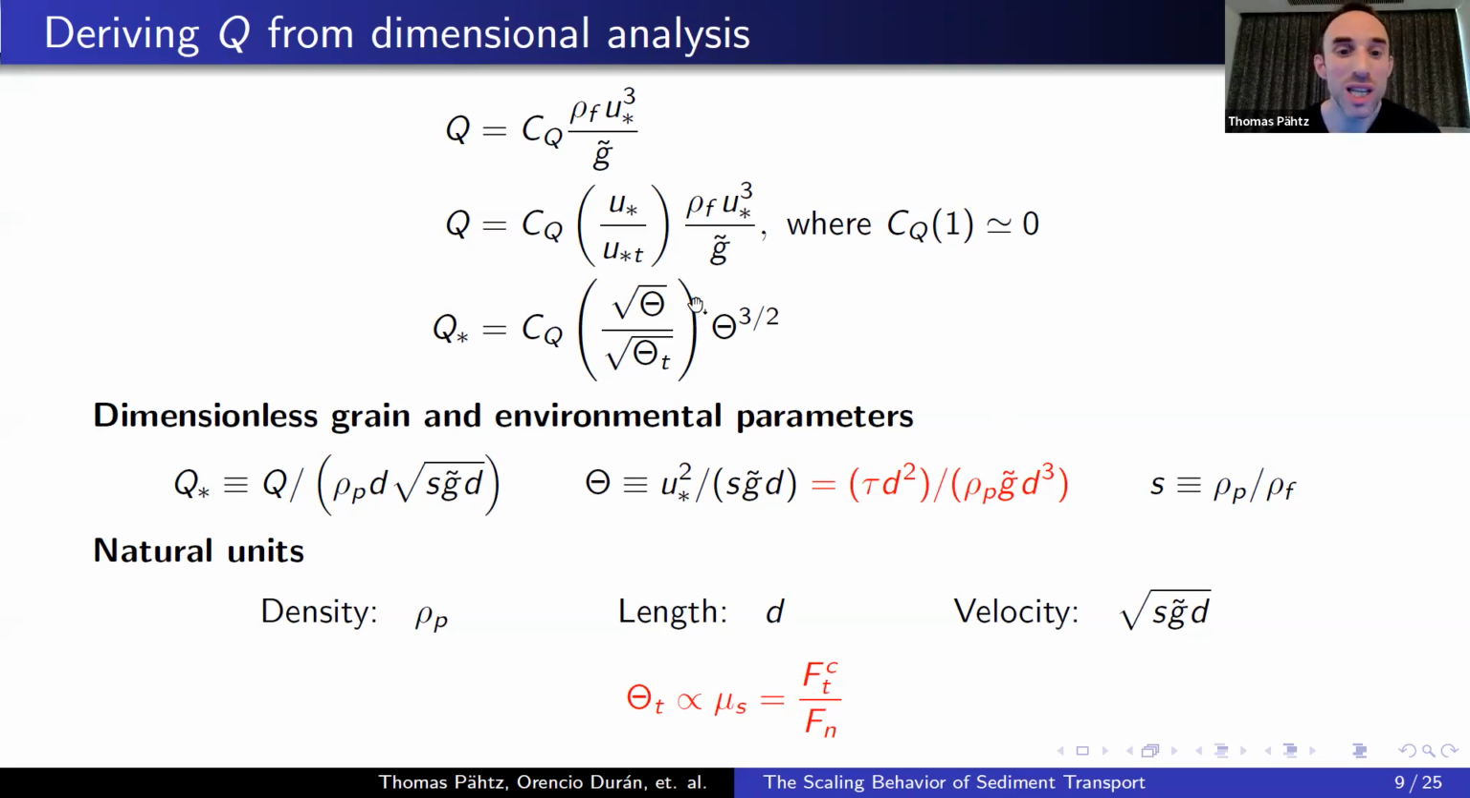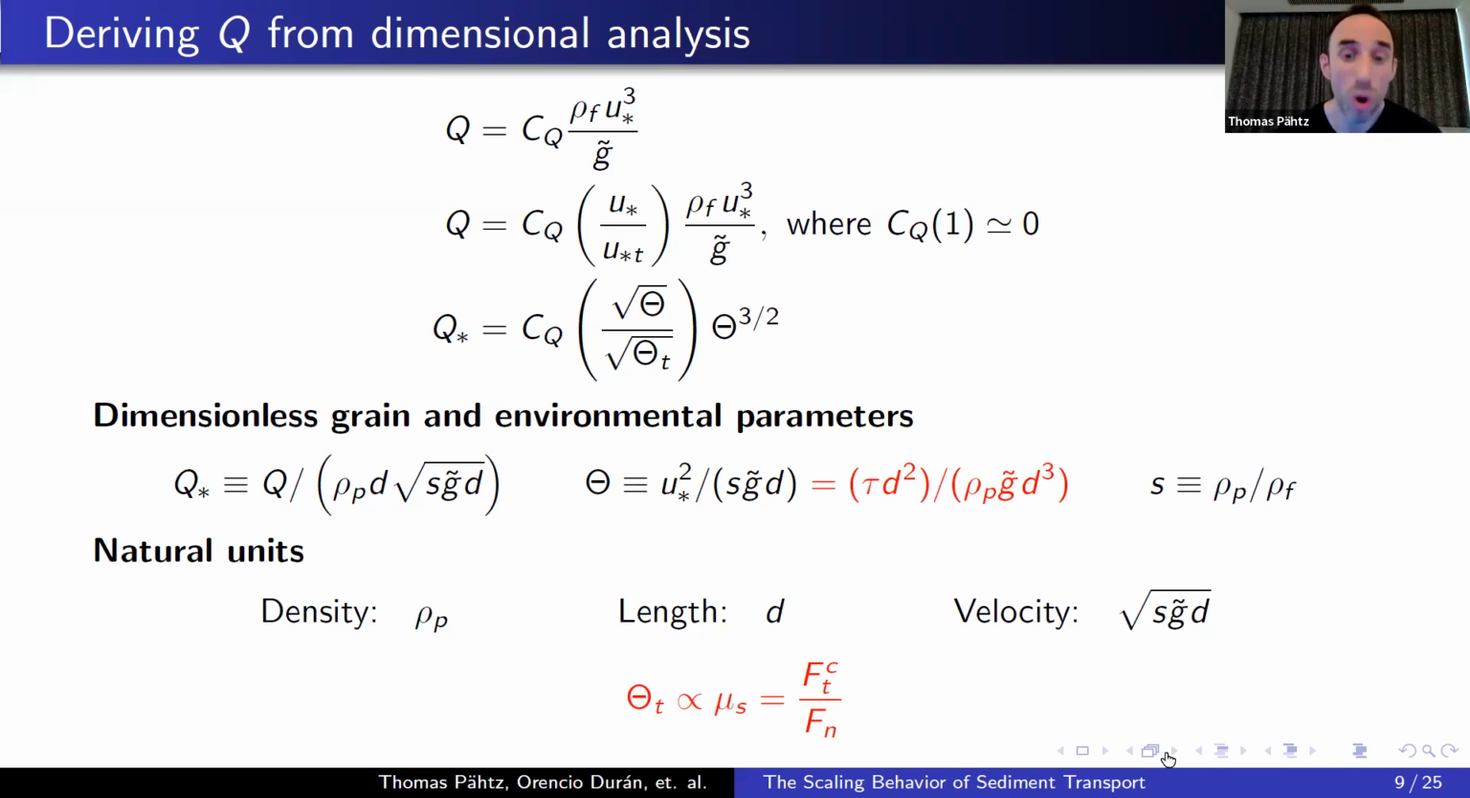So the reason we rescale in that way is because the Shields number somehow has a physical meaning as a friction coefficient. Usually, when we have an object sliding down a plane, there is a critical angle. In analogy, we have a critical Shields number, which would be the sliding friction coefficient, in analogy to the object sliding down the plane. So that's the reason we rescale in exactly that way.